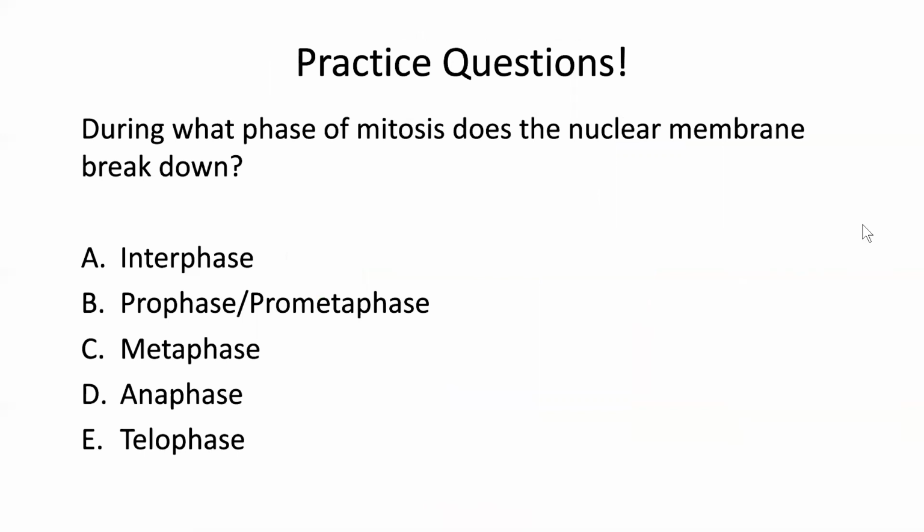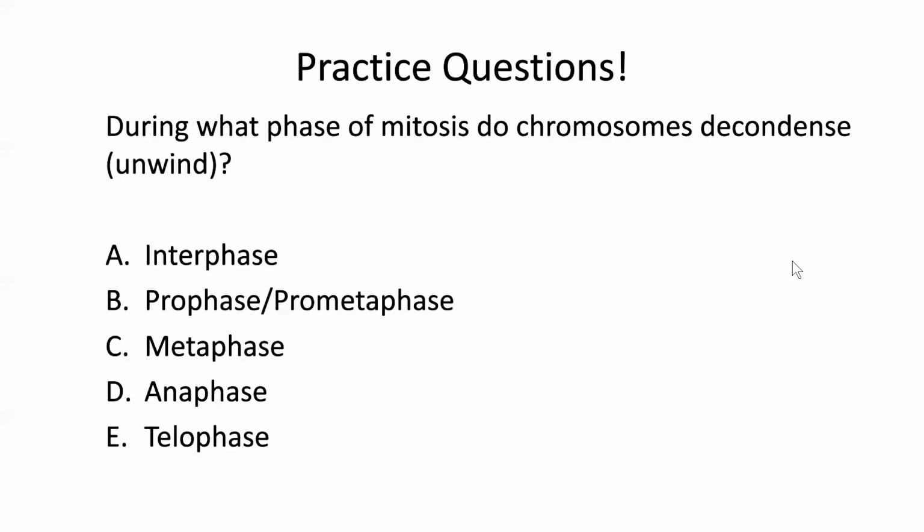Let's practice what we know. During what phase of mitosis does the nuclear envelope break down? If you said prophase or prometaphase, you're correct. During what phase of mitosis do chromosomes decondense or unwind? It's got to be telophase, because here they're still being pulled away. So here's when they're done being used and they can unwind, telophase.